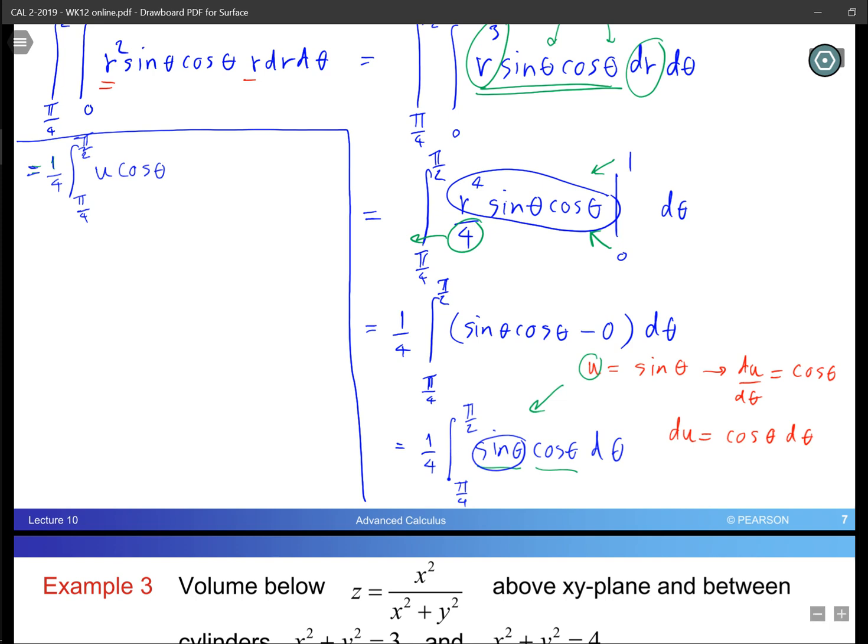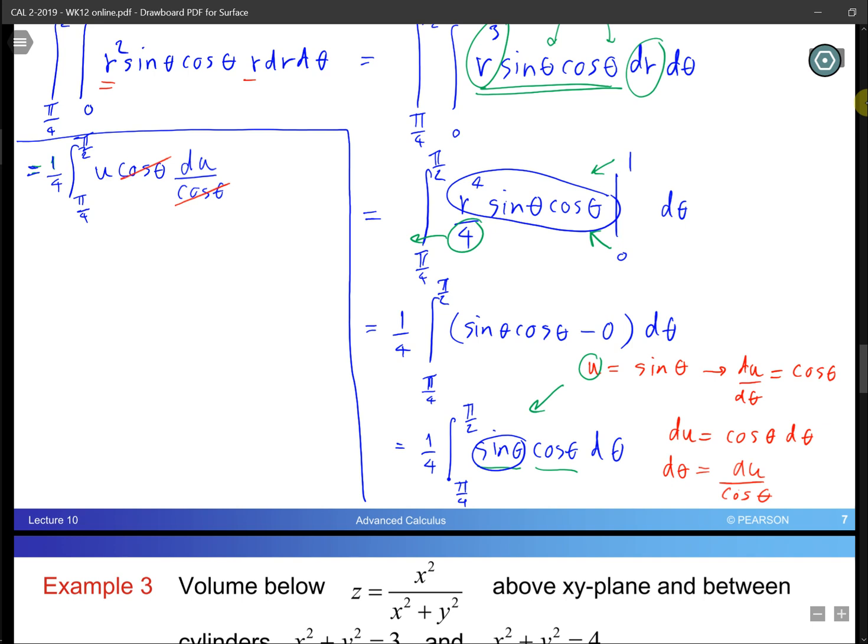Oh, okay. Let's do this. Sorry, this is supposed to be d theta equal to du divided by cosine theta. So let's substitute this into the equation here. So we have d theta, and d theta equals du divided by cosine theta. And it turns out we got lucky in this case. We get a cancellation of cosine theta. Okay, and all we need to do is to integrate u with respect to u.